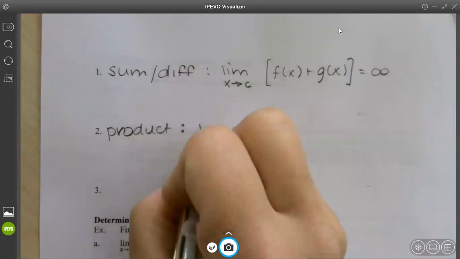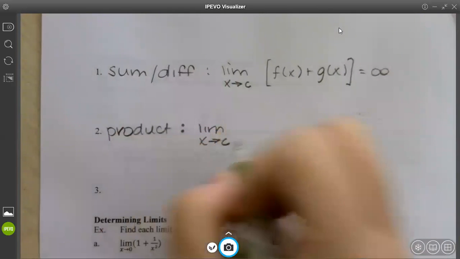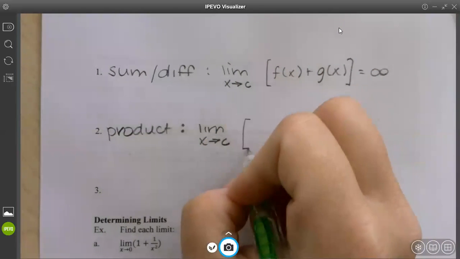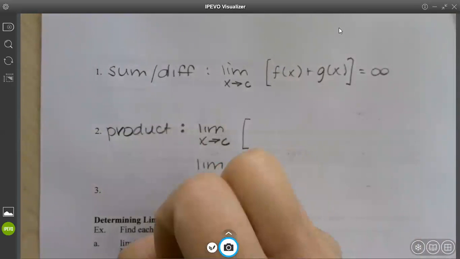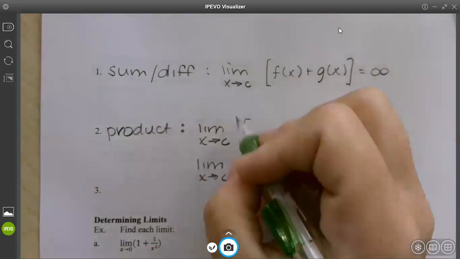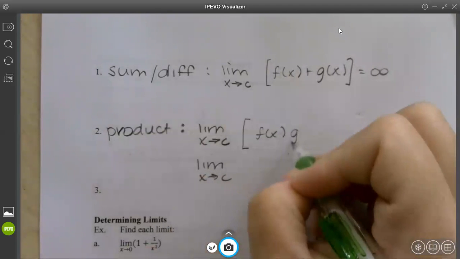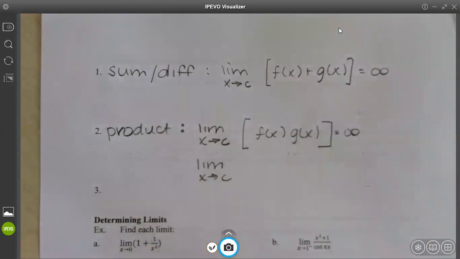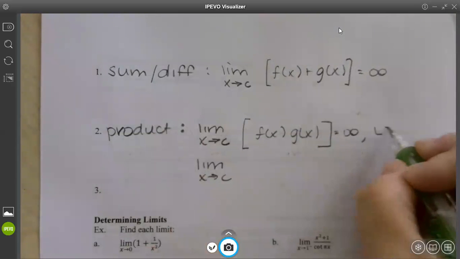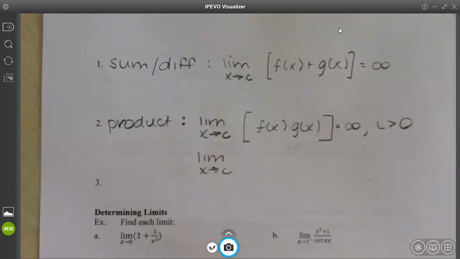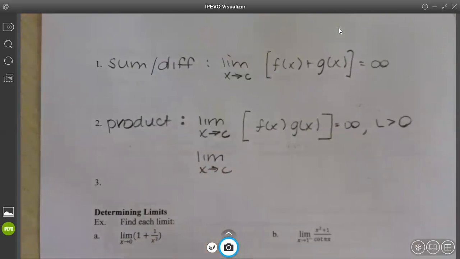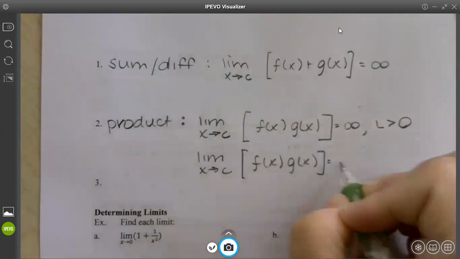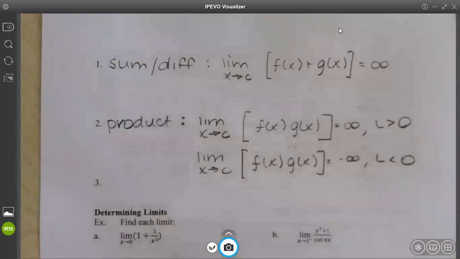Your product, the limit as x approaches C. There's going to be 2 of these. The first one, so I'm going to go ahead and write this again so you know. We're going to do 2 in the product of f of x times g of x will be infinity, but only when the limit is greater than 0. Same thing for the next one, but negative infinity when the limit is less than 0.